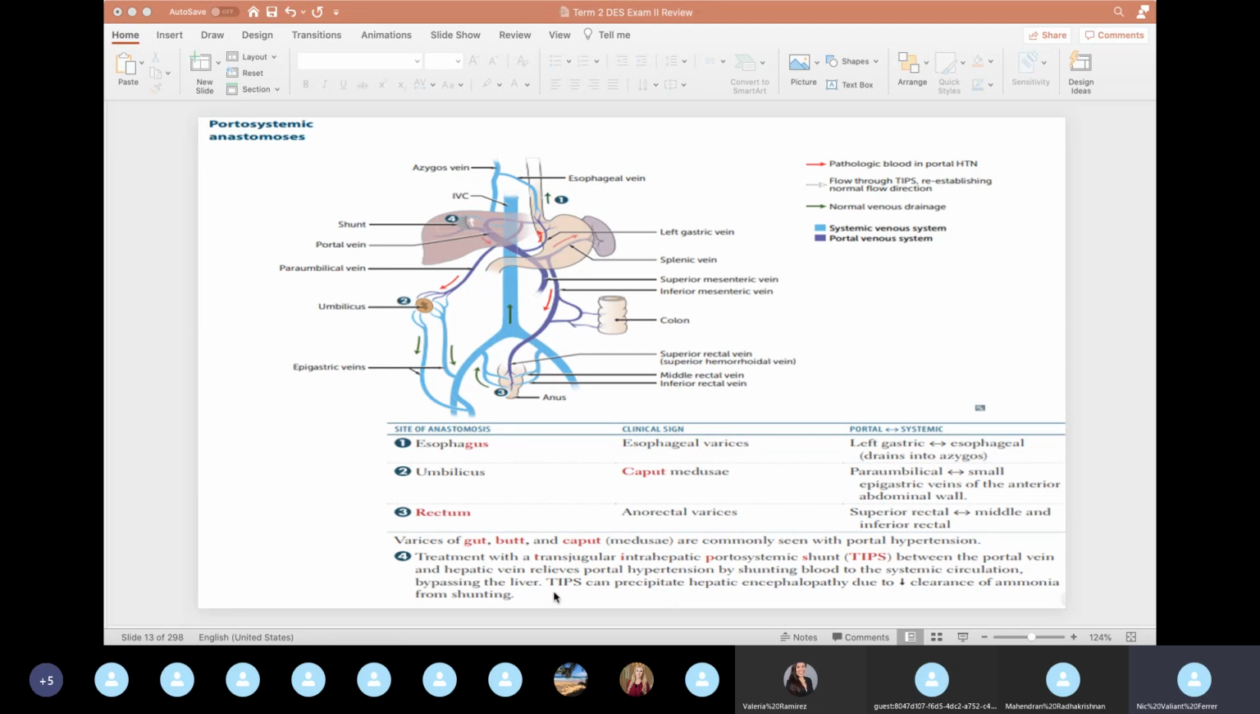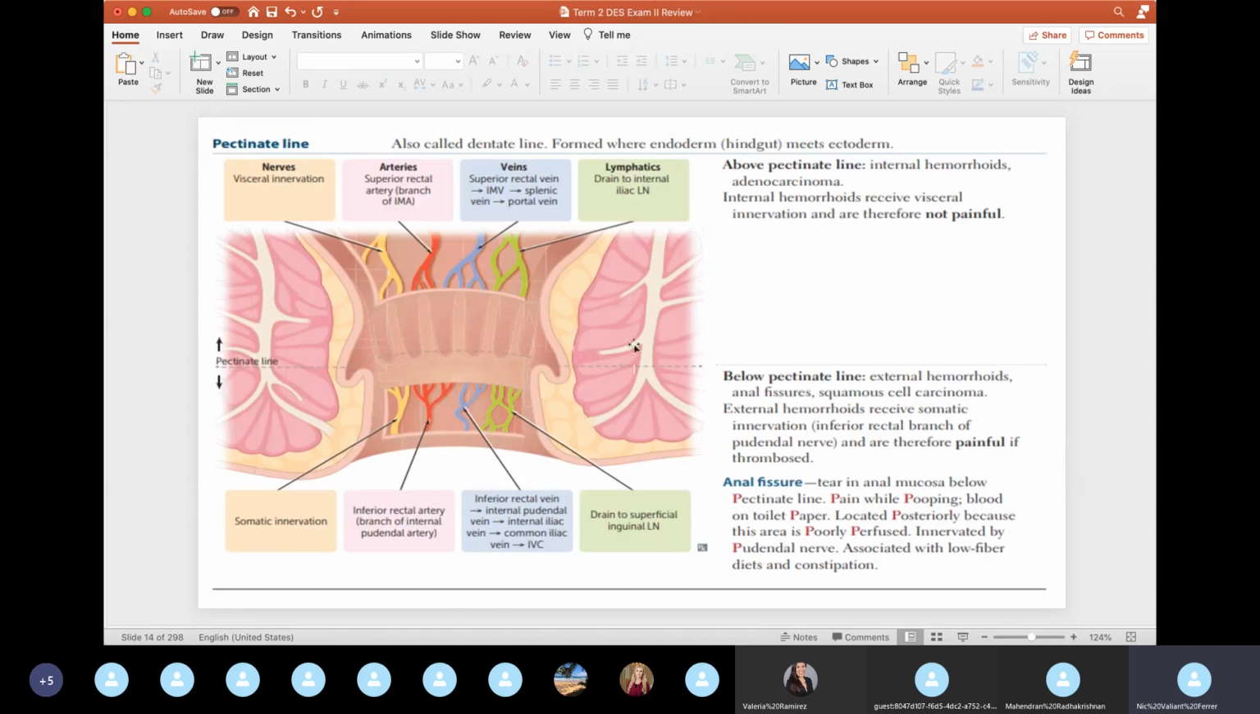Don't forget the TIPS can precipitate hepatic encephalopathy. So you can have increase in ammonia, right? Due to decreased clearance of ammonia from shunting. Remember, the liver is the place of your urea cycle. Okay? Good. Put a star here. This is a high yield slide. Again, when we talk about the dentate line, put a star here again.